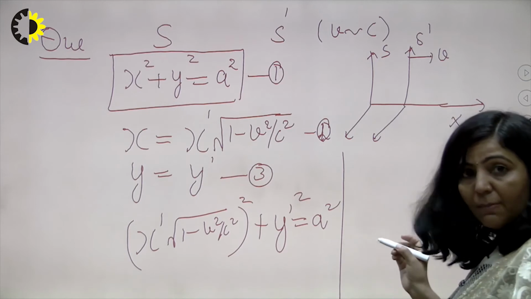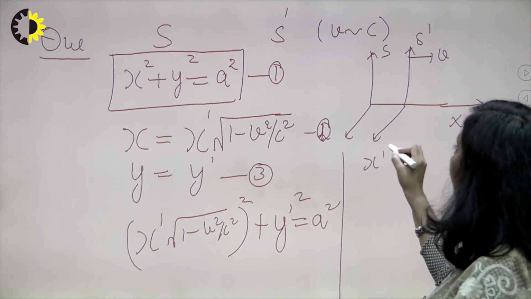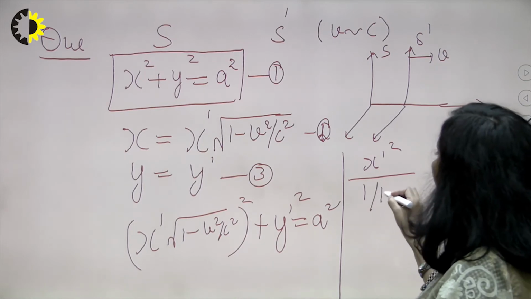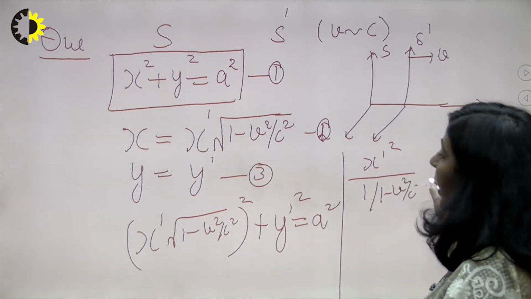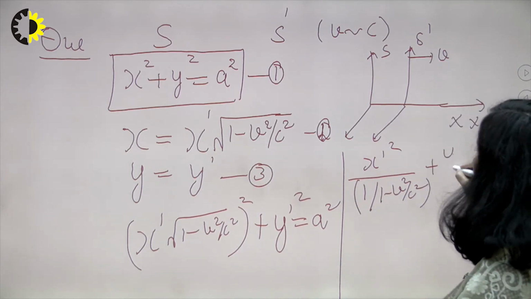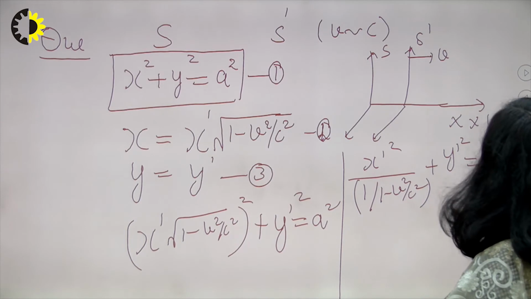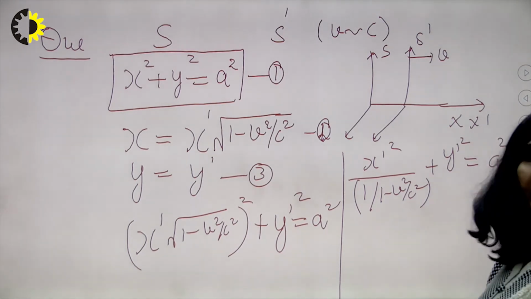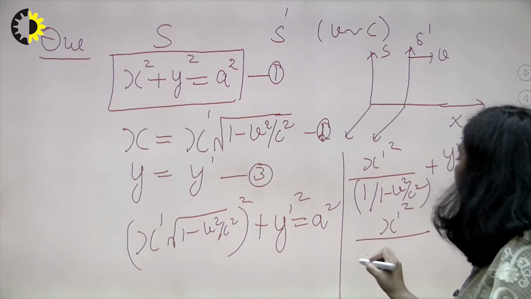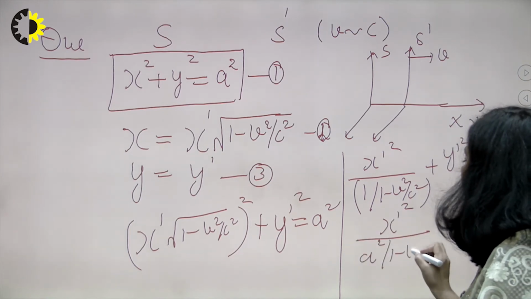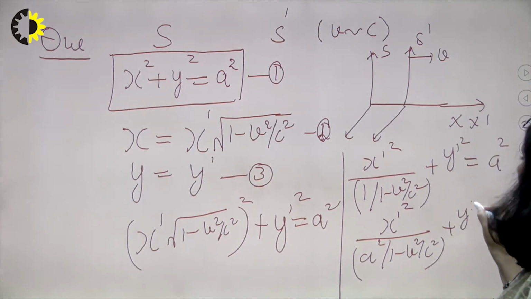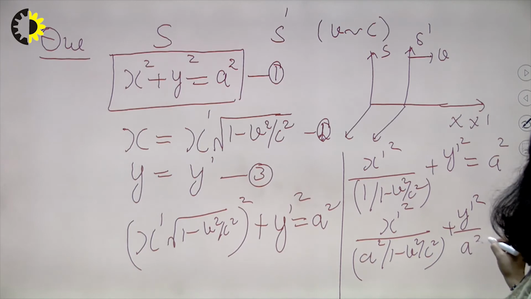So if you simplify it, you will get x dash square upon 1 upon 1 minus v square upon c square. I hope this is clear how I am writing this, plus y dash square is equal to a square. If you divide by a square throughout this equation, then you will get x dash square upon a square into 1 minus v square upon c square, plus y dash square upon a square is equal to 1.